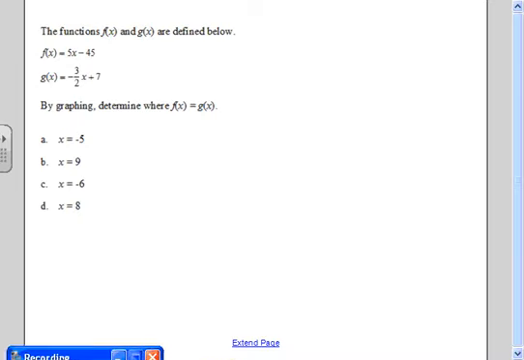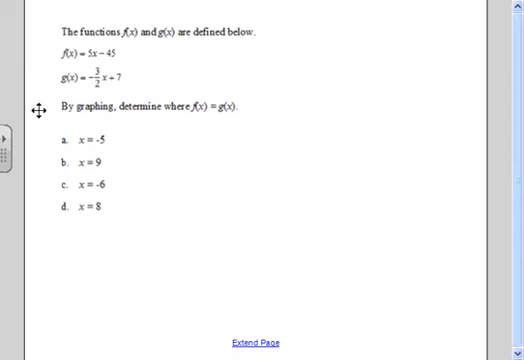Okay, this is the second algebra section, problem number 2. The functions f of x and g of x are defined below. So f of x is equal to 5x minus 45 and g of x is equal to negative 3 halves x plus 7. By graphing, determine where f of x equals g of x.